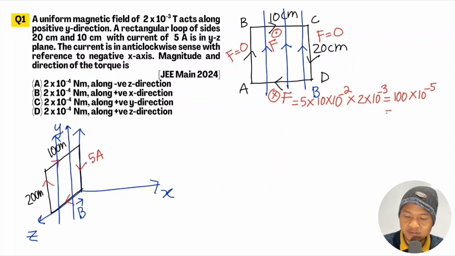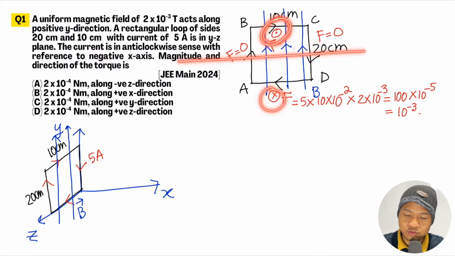Okay, so I can write this as 10 power minus 3. So now you just see if the rotation will be something like this.